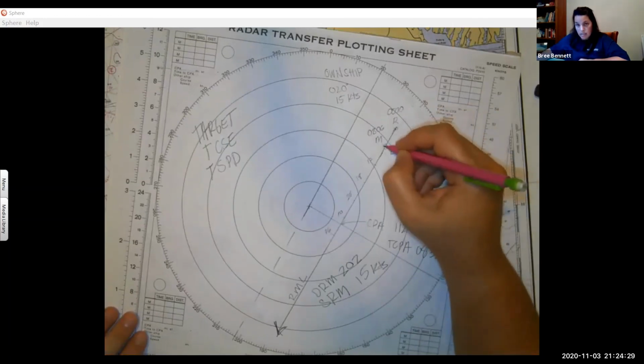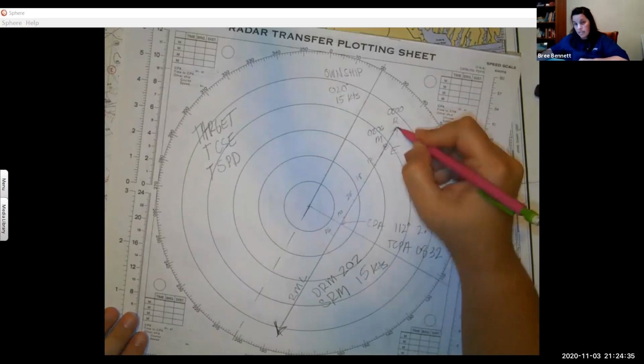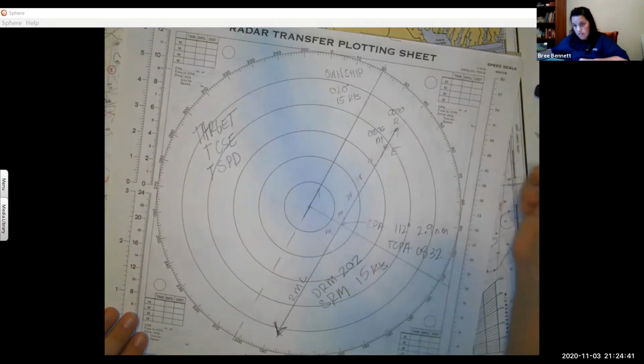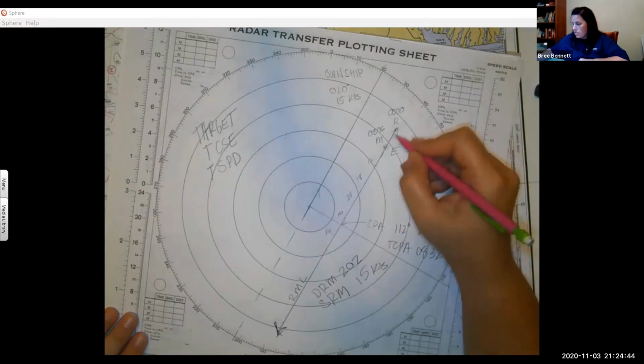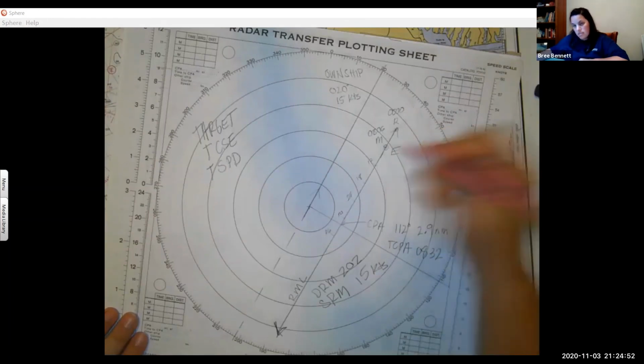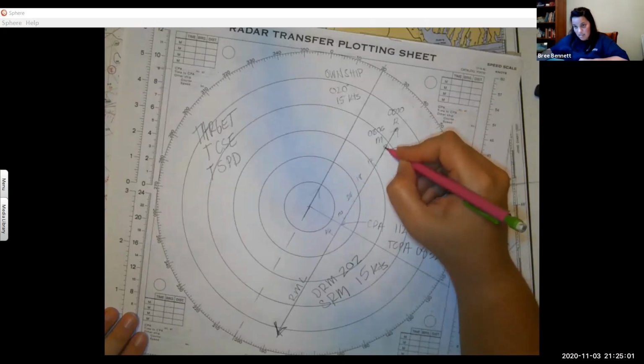So R to M is the relative motion. E to R is us, right? We are going this direction at 15 knots. E to R is our own ship. So E to M is them, but E to M is not a line on here. So what does that mean? That means that E to M is not moving. E to M is dead in the water. E to M is a buoy.